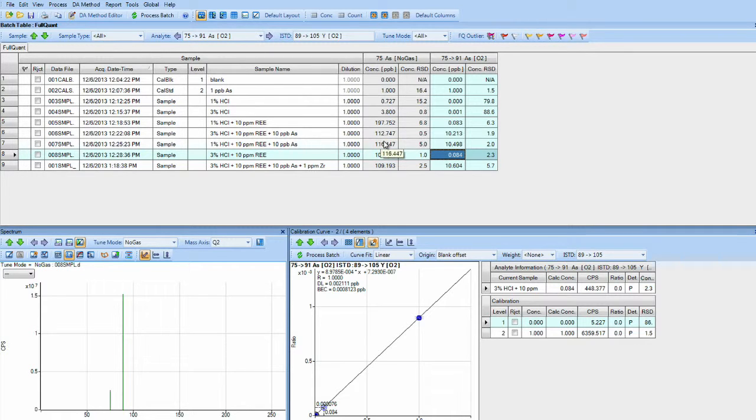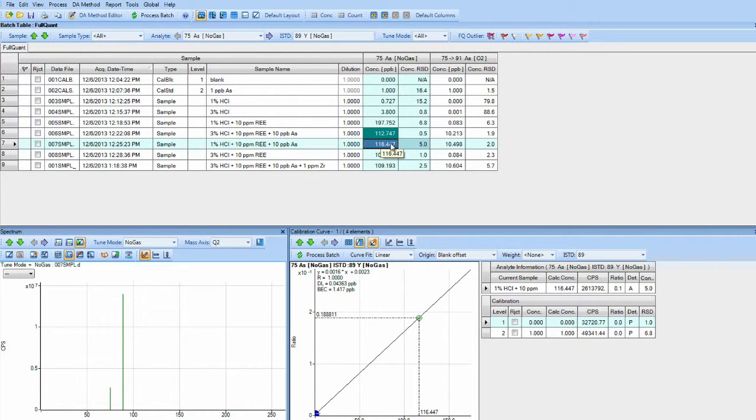Next, we've spiked the sample with 10 ppb arsenic. In the 75 no gas modes, we don't see a real good correlation because of the interference that's being created by neodymium and samarium. In the 75-91 oxygen mass shift mode, we get great correlation with 10 ppb recovery on both samples.